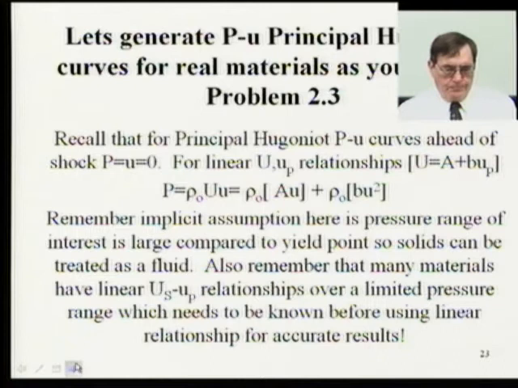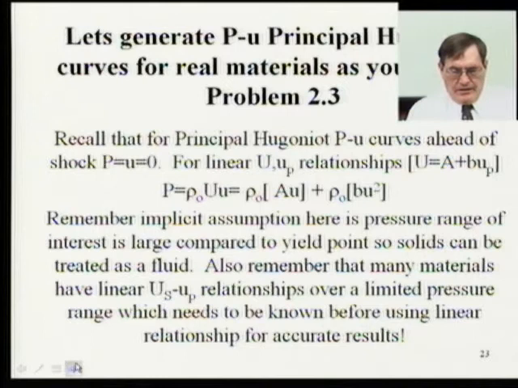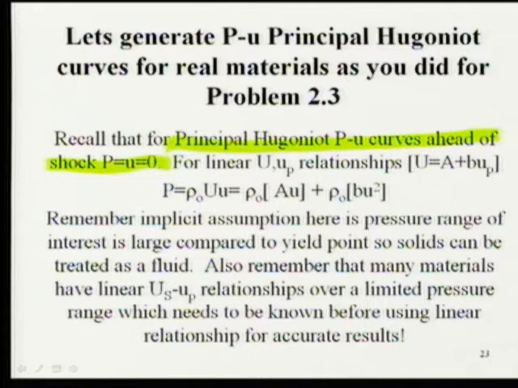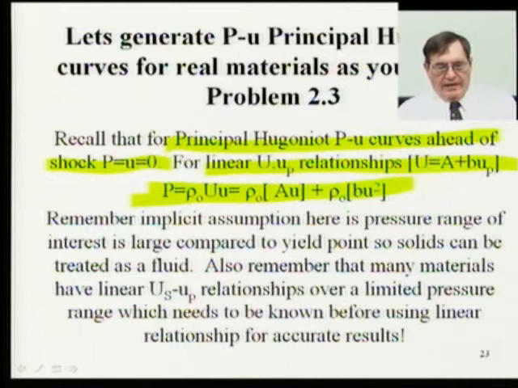So recall that the principle Hugoniot is where the state ahead of a shock, the pressure and particle velocity, is zero, and the initial volume is usually V naught. So for linear Us-Up relationships, you get this quadratic that we had mentioned before. And so you can draw this on a PU diagram. And remember, the reason you want a PU diagram is that that's the Hugoniot in the space where the boundary conditions of a shockwave problem can be placed right on that graph. So that's actually the graph we use for impedance matching because of that.